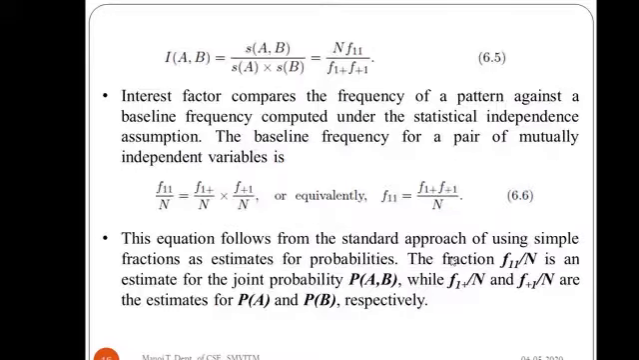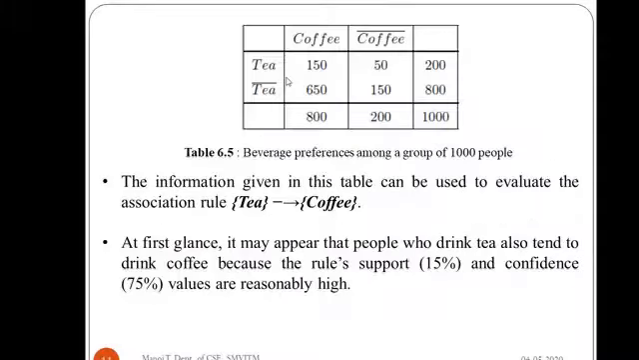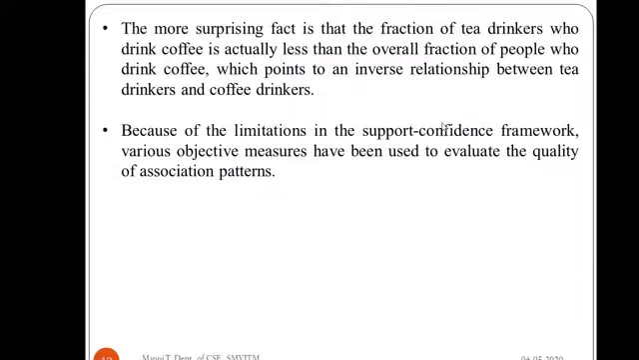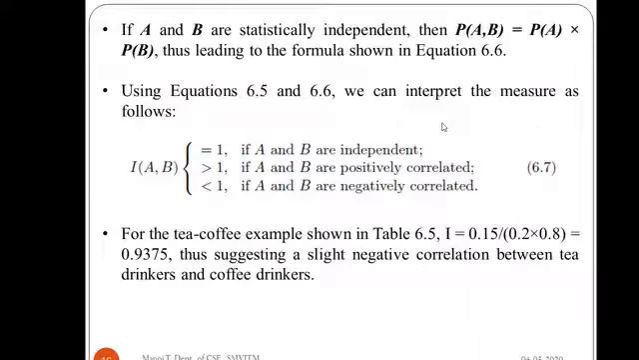For the tea and coffee example which we have seen earlier, the interest factor can be calculated in the following way: support of A comma B divided by support of A into support of B. For this particular table, the support of tea implies coffee will be 150 divided by 1000, which is 0.15, given over here in the numerator, divided by support of tea. Support of tea is 200 divided by 1000, that is 0.2.